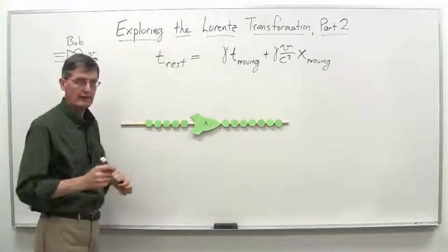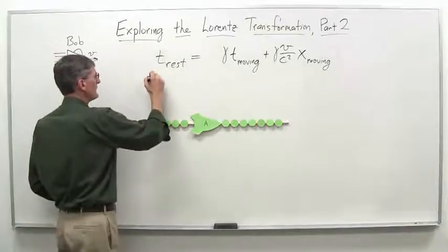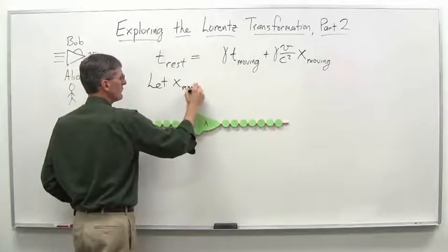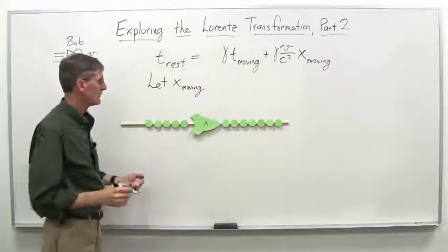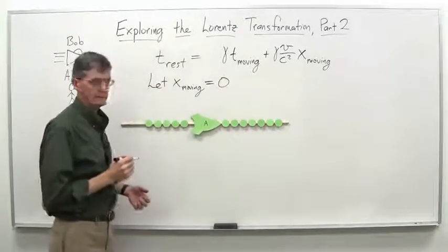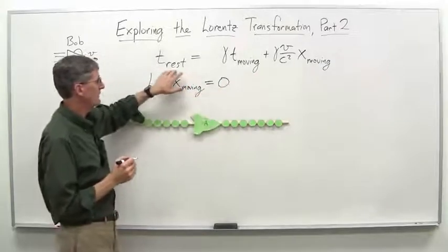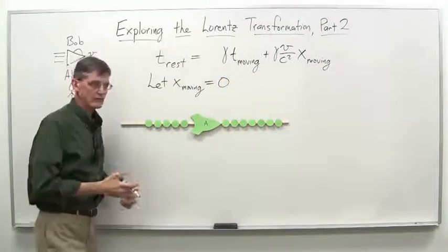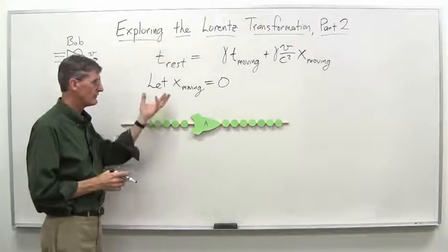So just as we did with the last equation, let's explore this a little bit. Let's just let x moving here, in other words, Bob's measurement of some event in the moving frame, equal 0. Very simple. Then this term becomes 0, and we're left with t in the rest frame equals gamma times t in the moving frame, which should remind us of the time dilation equation, because that's exactly what it is. Does this make sense?